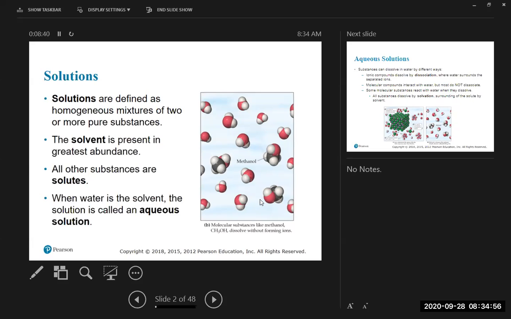And then the other substances that are in there, the other molecules that are in at a much lesser concentration, those are called solutes. So solute is the lesser concentration, and solvent is the greater concentration. When you talk about solutions, you usually don't give a concentration value for the solvent. You're more concerned about the concentration value of the solutes. And once again, when water is the solvent, we say that's an aqueous solution.